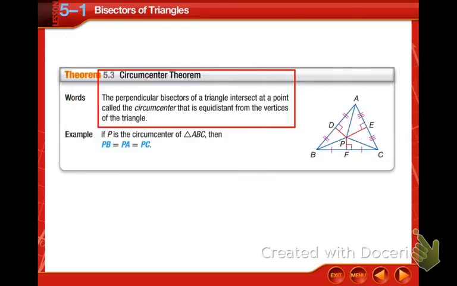Next we have the Circumcenter Theorem. So this is what I was talking about earlier. All the perpendicular bisectors of a triangle join together in the middle of the triangle, not the exact middle, but inside of the triangle to form what is known as the circumcenter. So the exact words here say the perpendicular bisectors of a triangle intersect at a point called the circumcenter that is equidistant from the vertices of the triangle.